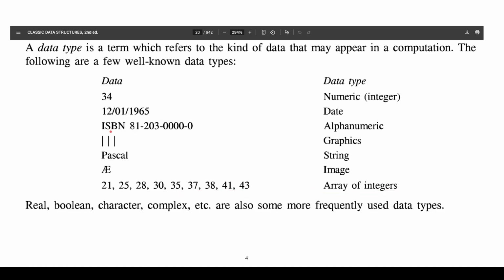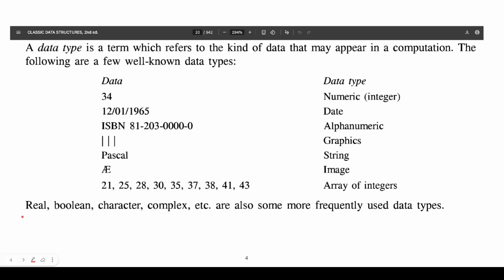You can observe here that some of the data types are composite, some are primitive, right? You can compare it to atoms and molecules. Atoms combine to form molecules. Like this 34, you can consider this atomic data which cannot be decomposed further. But if you observe these comma separated values, they can be decomposed further into individual numbers.